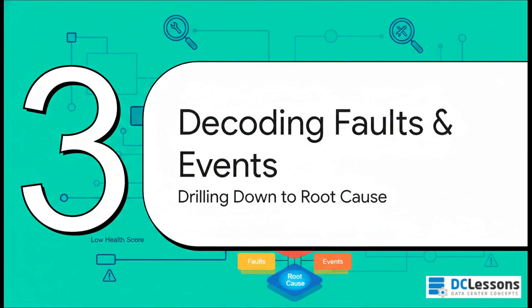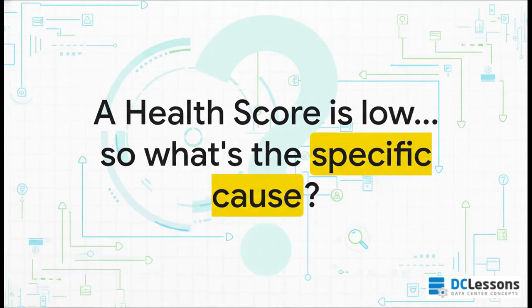It tells you what is unhealthy, but it doesn't tell you why. So now we have to drill down from the what to the why by looking at the specific faults and events that are dragging that health score down. This is the million-dollar question you have to answer. A health score of, say, 75 isn't going to fix itself, is it? You have to dig in and find the underlying fault, or maybe multiple faults that are contributing to that score.